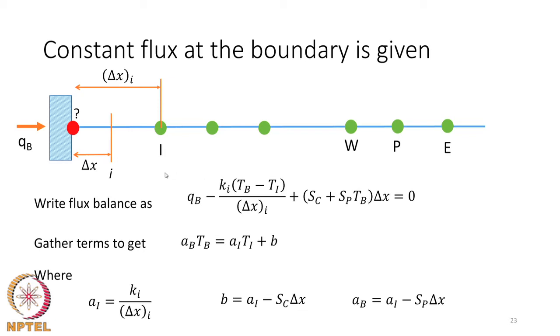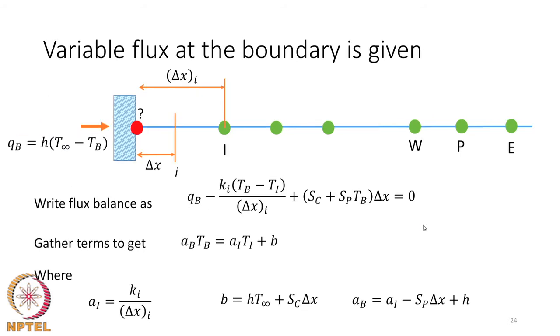Then once you gather these terms from the discretized form of the flux balance, you would see that again it is given as AB Tb equals AI Ti plus B. I is the interior point at which the temperature will be known. So, which means that you can use this equation to solve for Tb, and all the coefficients are also available. So, we have a way by which we can find the value of Tb, and once Tb is known, then our solution process can start.